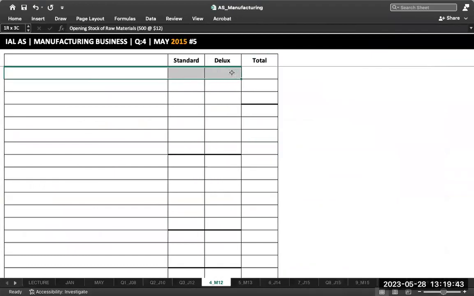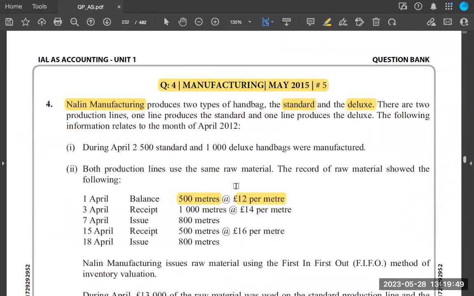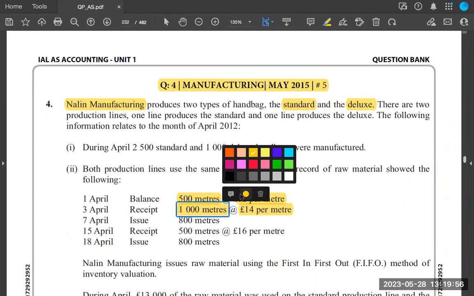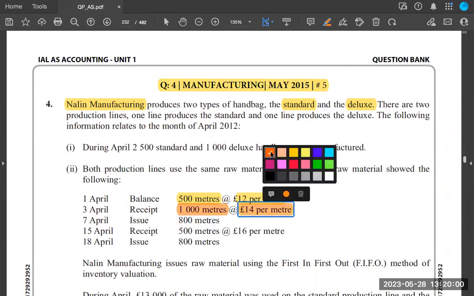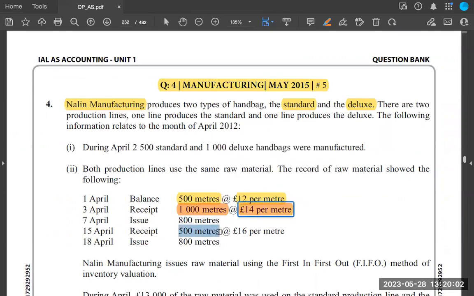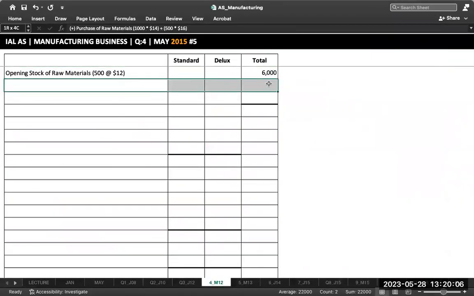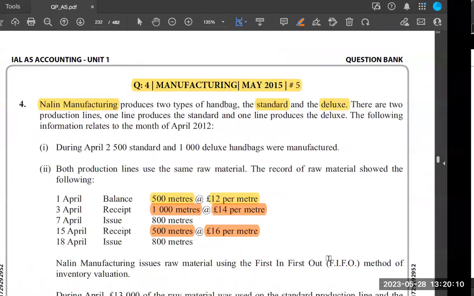How much does it come to, guys? Very good. How many times did we make purchases? Twice. 1000 at 14. Guys, be quiet please. 1000 at 14. 500 at 16. How much does it come to? Done. Now we are following which method?